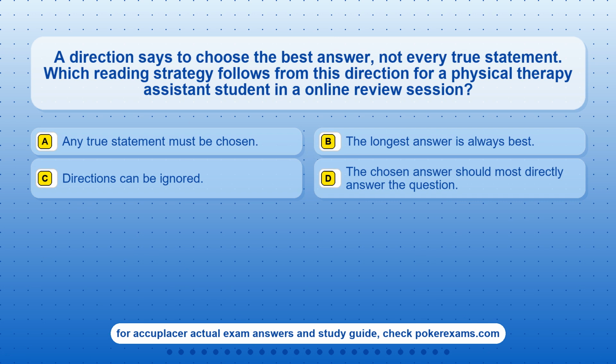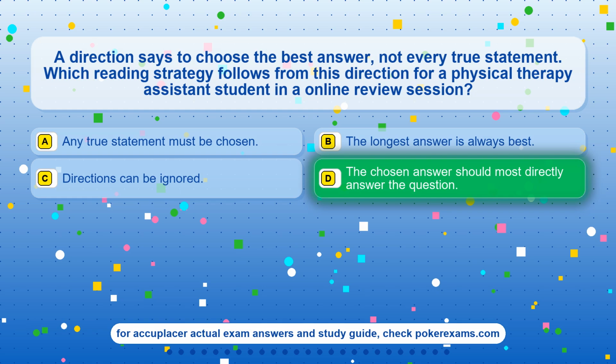Question 18. A direction says to choose the best answer, not every true statement. Which reading strategy follows from this direction for a physical therapy assistant student in an online review session? Option A. Any true statement must be chosen. Option B. The longest answer is always best. Option C. Directions can be ignored. Option D. The chosen answer should most directly answer the question.